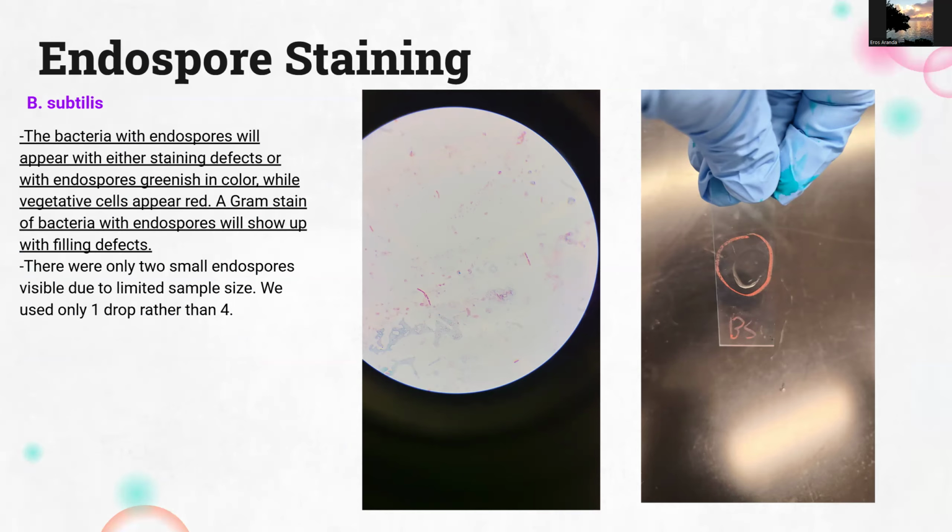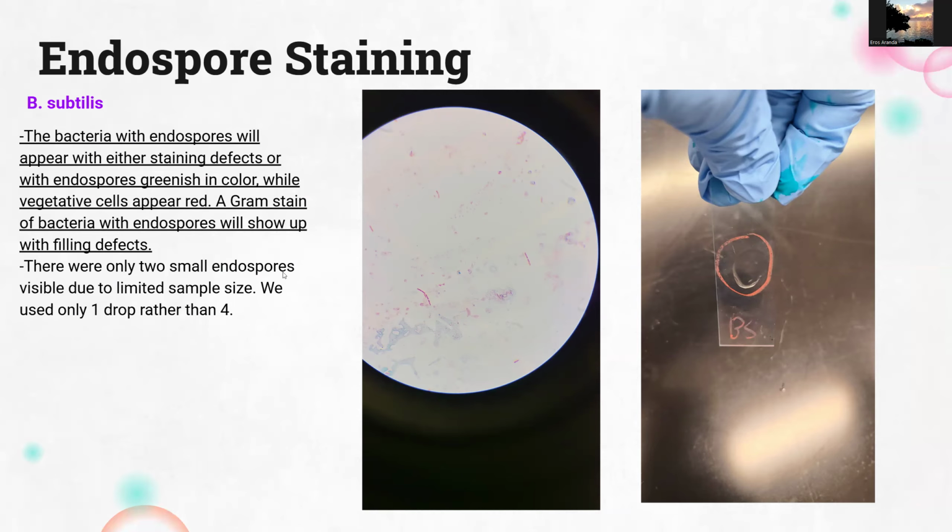In this one, you can actually see right here in the middle a really tiny endospore that was stained. Although in this case, it doesn't look too greenish in the photo, it looks rather bluish. You can see that there's actually an endospore present in B subtilis. In this entire slide, we only used one drop of the sample to spread around. This was a mistake on our end because we were supposed to actually use four.